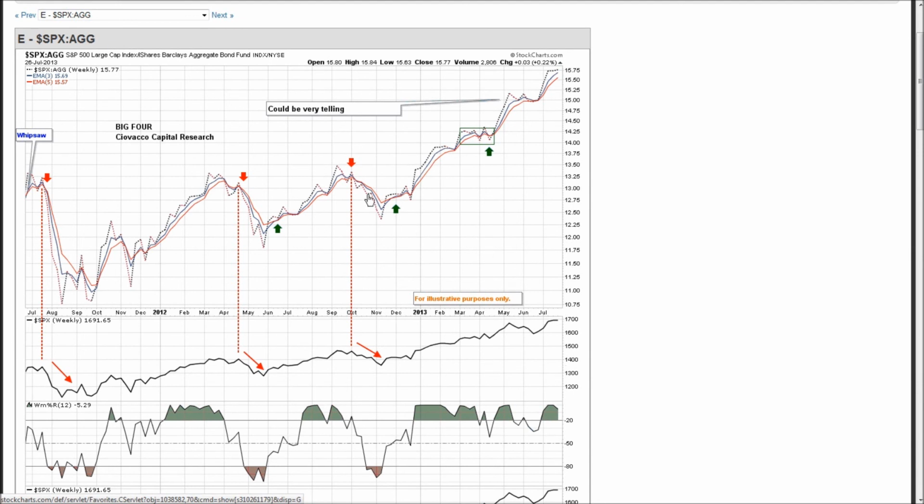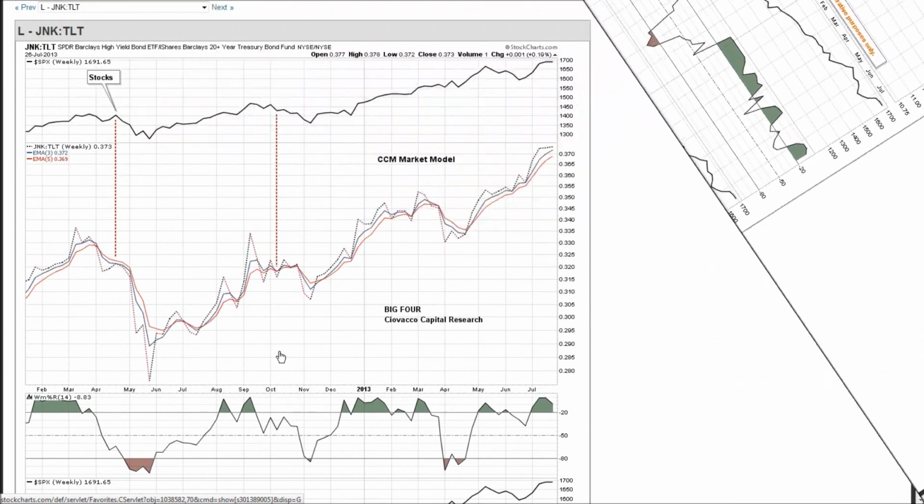If something changes, which it may on any one of these charts, we're willing to be flexible and change with the markets. The way you use these models, as long as things look bullish, you remain bullish. When things start to change, you start to slowly step away from risk.